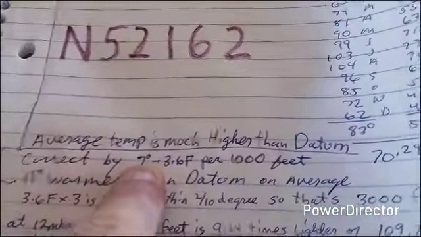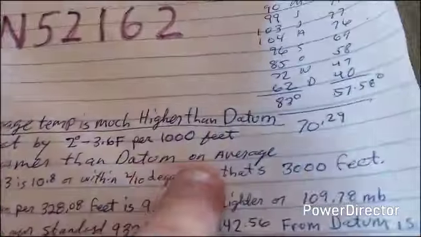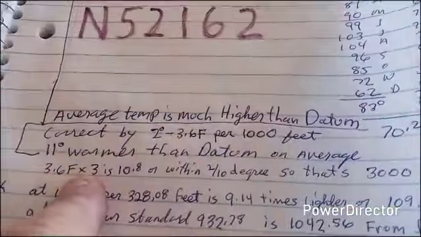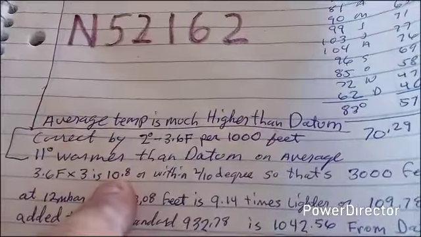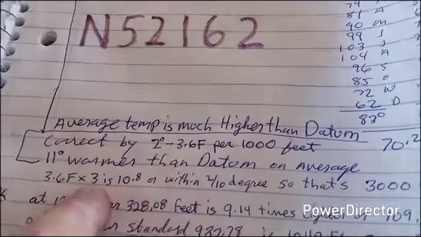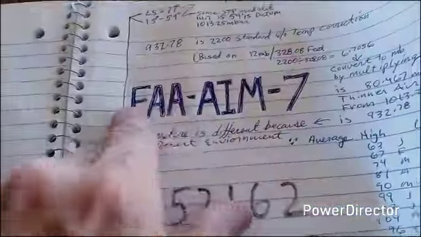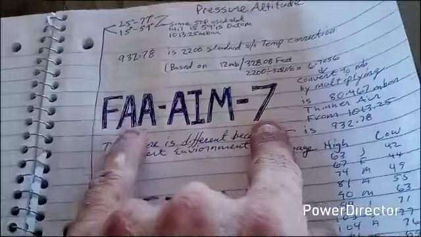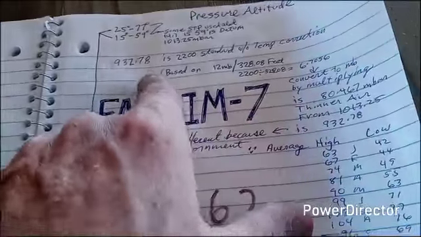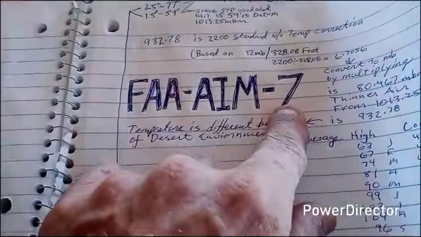Corrected by 2 degrees, 3.6 degrees Fahrenheit per 1,000 feet, right? It's 11 degrees warmer than the datum on average. So 3.6 degrees Fahrenheit is 10.8 times 3. That's within like 0.2 of a degree, so that's 3,000 feet. See, this FAA AIM temperature correction, Chapter 7 safety, deals with temperature changes in altitude, right?